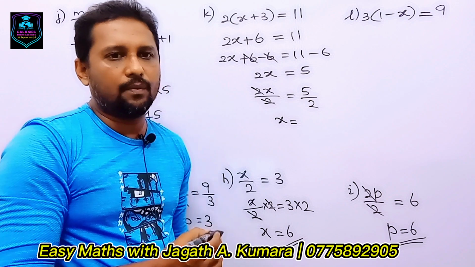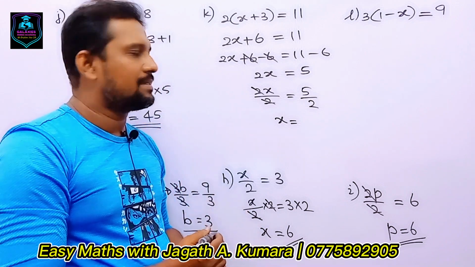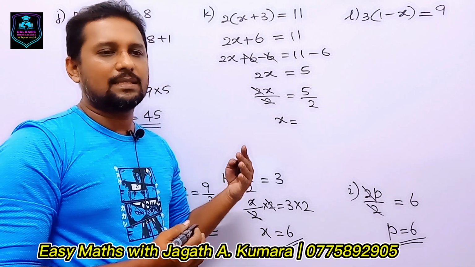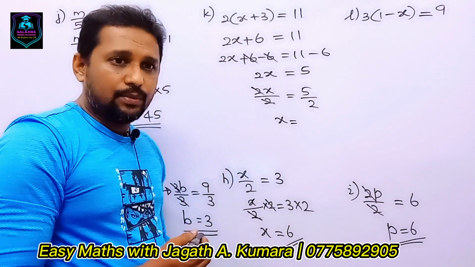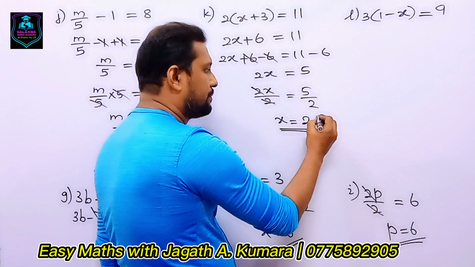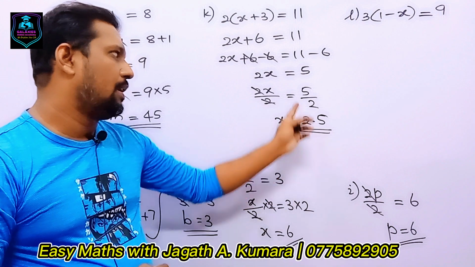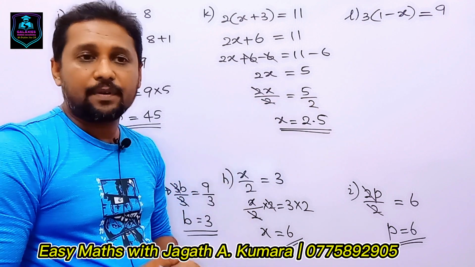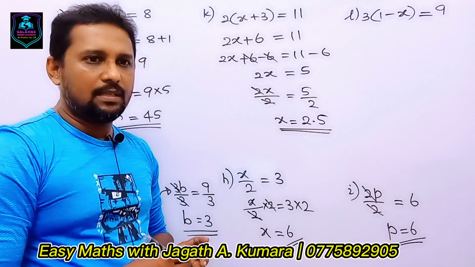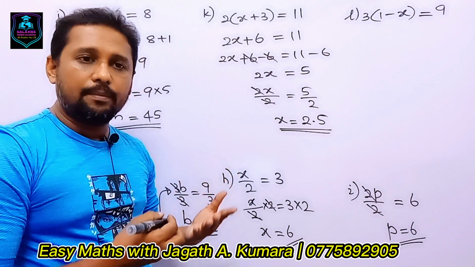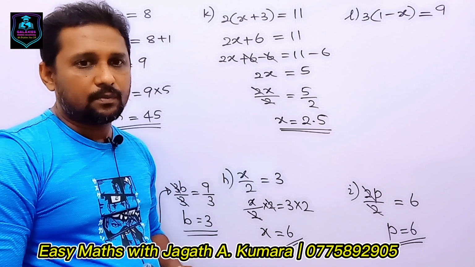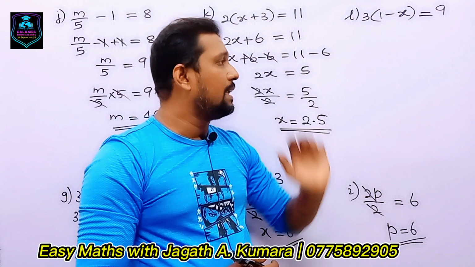Right? 5 over 2. If you want, you can write as mixed number. If you want, you can write as the decimal value. I will write as the decimal value 2.5. Right? 5 over 2 is the improper fraction, no? So you have to convert into mixed number or decimal. If you convert into mixed number, the answer should be 2 and 1 over 2. Right? Then let's go to the next one.